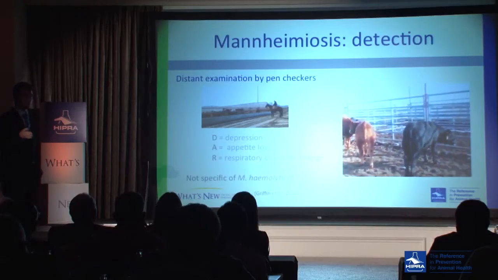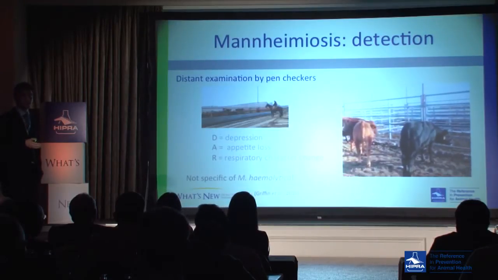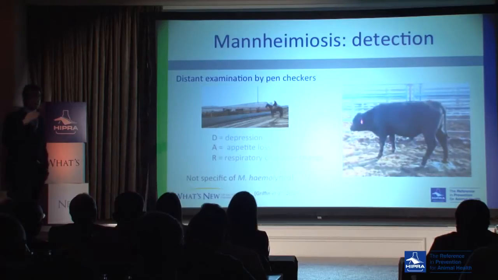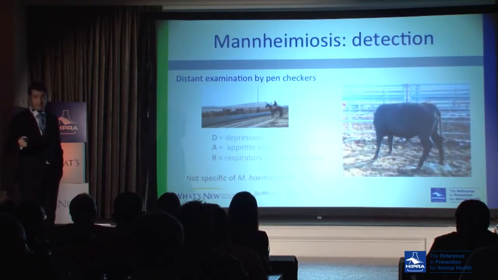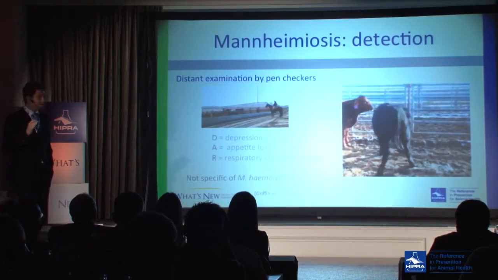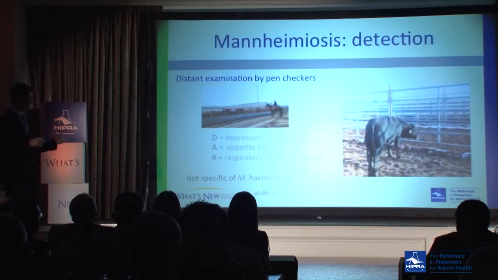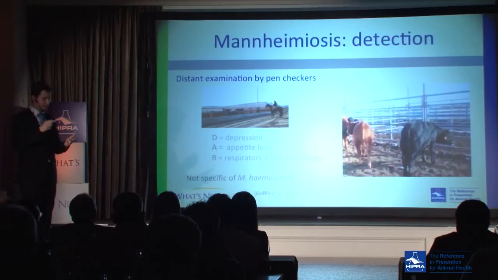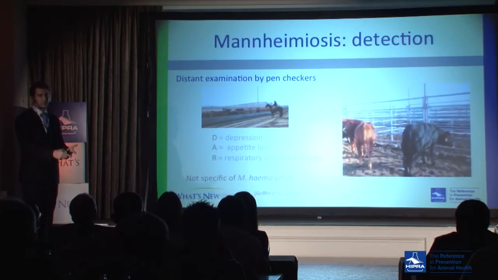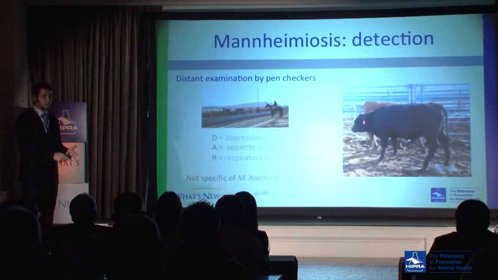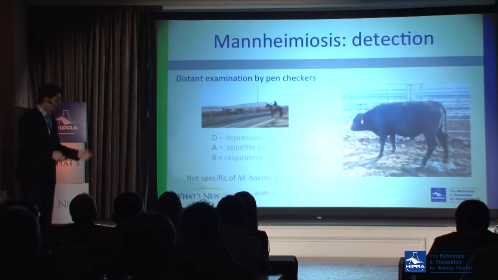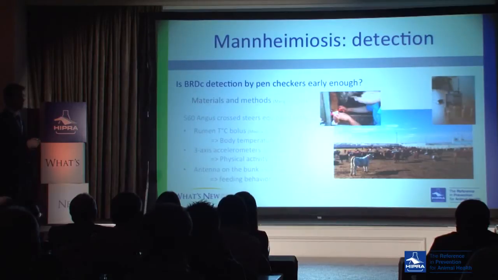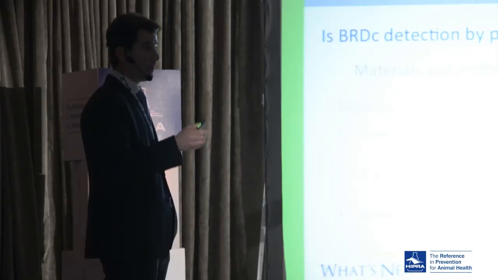Cattle with bronchopneumonia are usually detected, at least in Western Canada or in North America, by pen checkers that check cattle once or twice daily. They look for clinical signs such as depression, appetite loss, or respiratory changes, like increased respiratory effort, polypnea, increased nasal discharge, etc. But is this detection early enough?